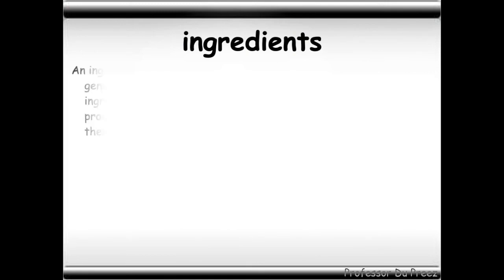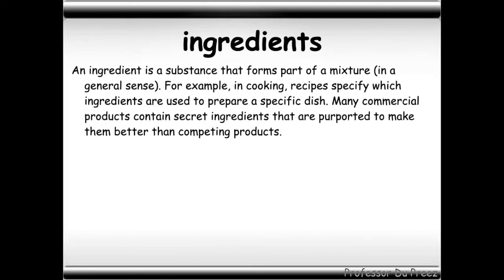Ingredients. Ingredients are the substances that form part of a mixture. In a general sense, for example, in cooking, recipes specify which ingredients are used to prepare a specific dish. Many commercial products contain secret ingredients that are incorporated to make them better than competing products.